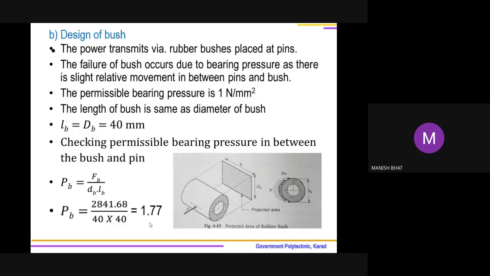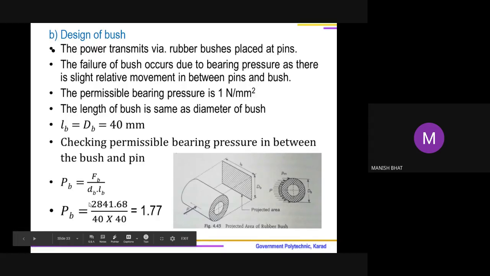For that sake, either I will be increasing the thickness, putting it here, again finding bearing pressure. It should be less than 1 Newton per mm square. If it is not, I will again increase the thickness, taking 16 mm thickness. Again, I will find PB, and PB should be less than 1 Newton per mm square. That is one. Secondly, what I can do is redesign it. PB limit is 1 Newton per mm square.